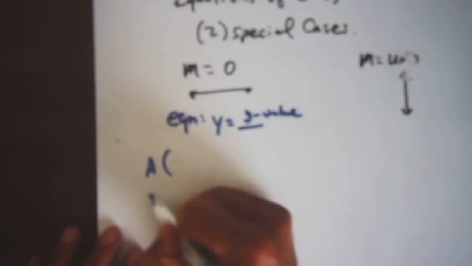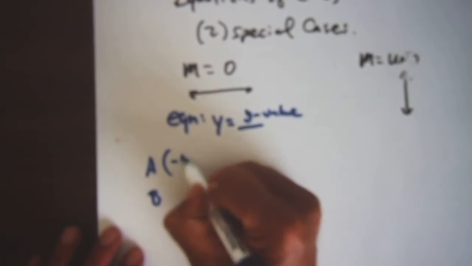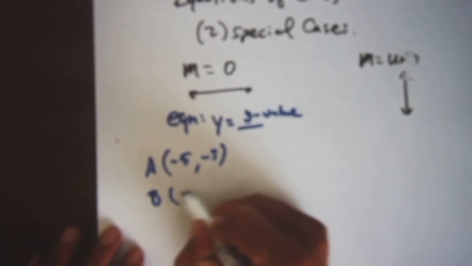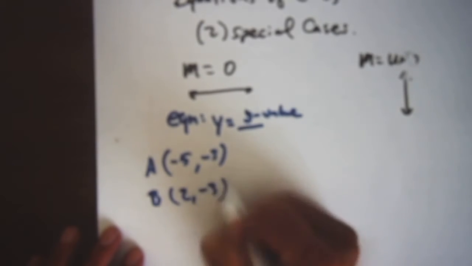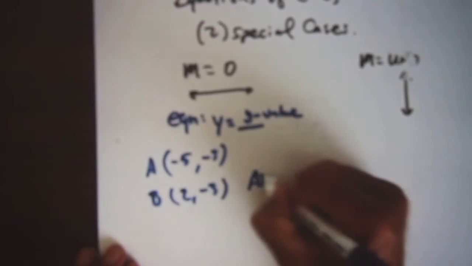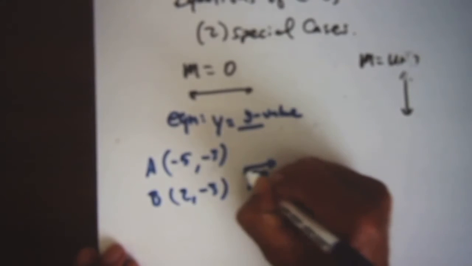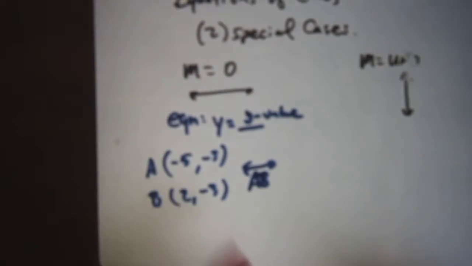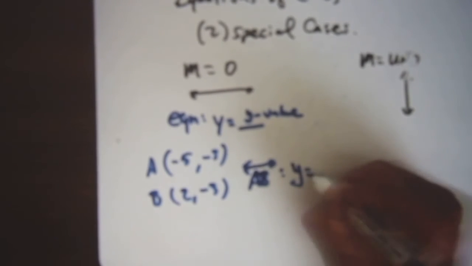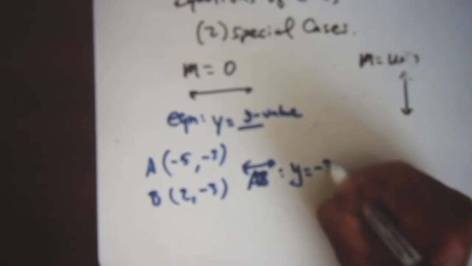If I have 2 points, for example, A and B, and point A is -5, -3, and B is 2, -3. Well, the equation of the line that connects these 2 points together, so line, and this is the way we write lines in the math, AB, this is the line AB that has these 2 points. The equation of that line will be y is equal to -3.